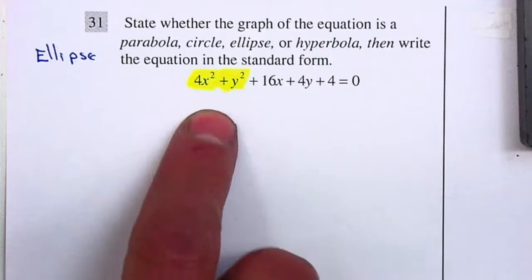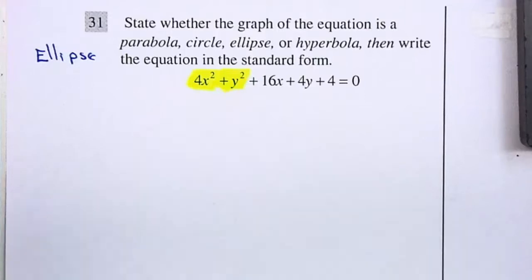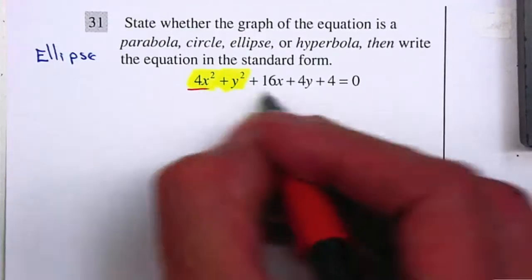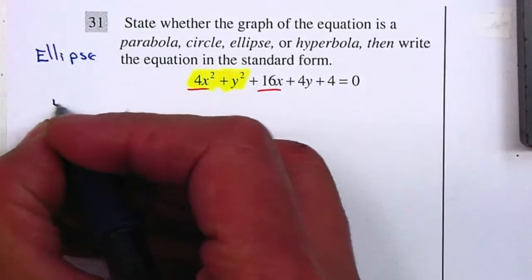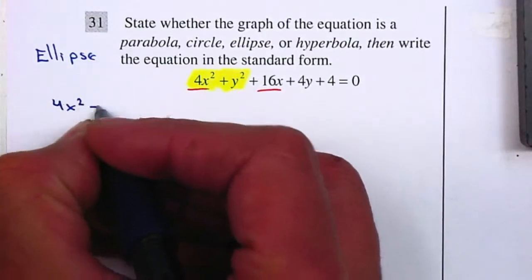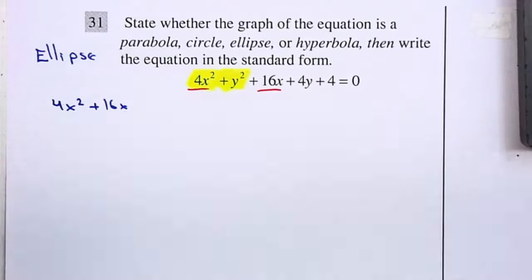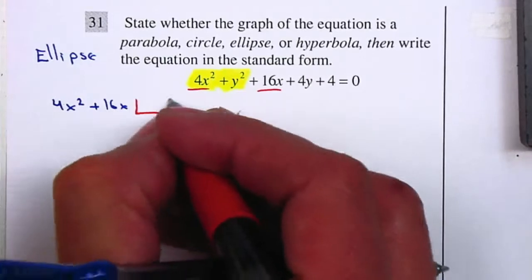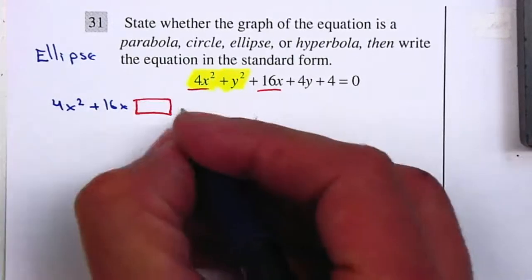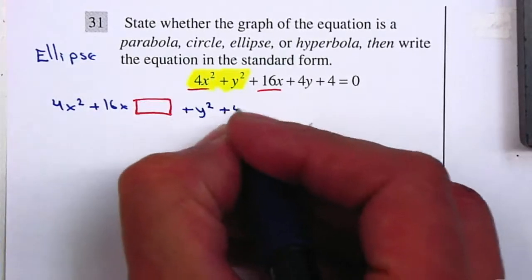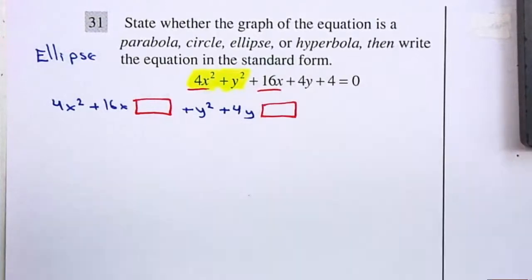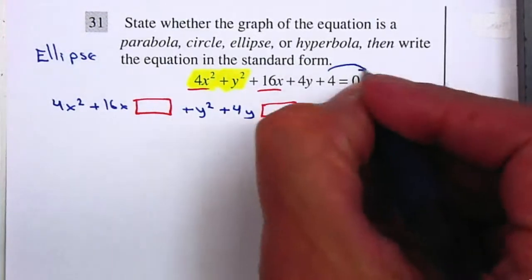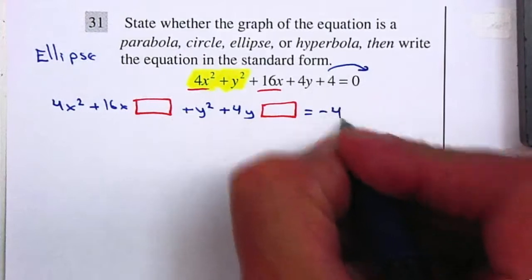Now, we need to rewrite it in standard form. We're going to group the x's together and leave some space. So I'm going to have 4x squared plus 16x. I'm going to leave some space so I can complete my square. I'm going to group my y's together, so plus y squared plus 4y. I'm going to leave some space so I can complete my square. And I'm going to move my 4 to the right, we can say negative 4.